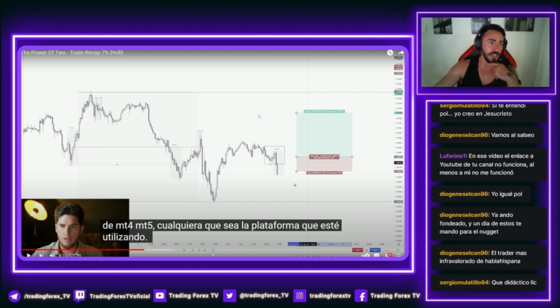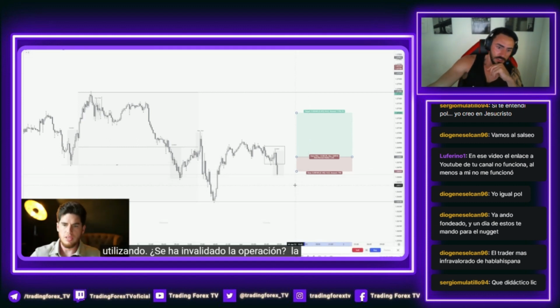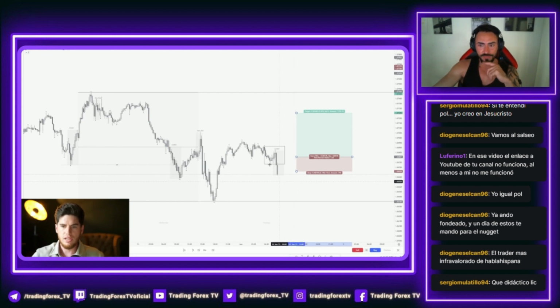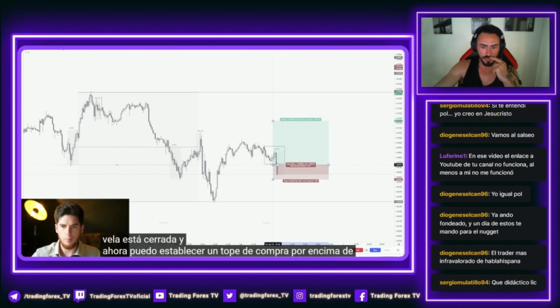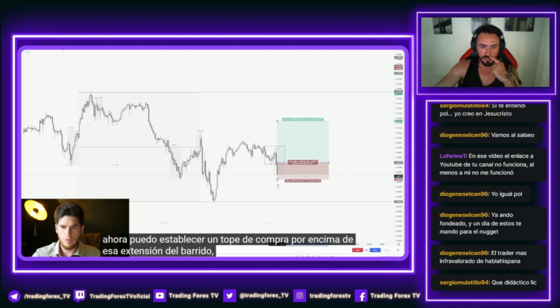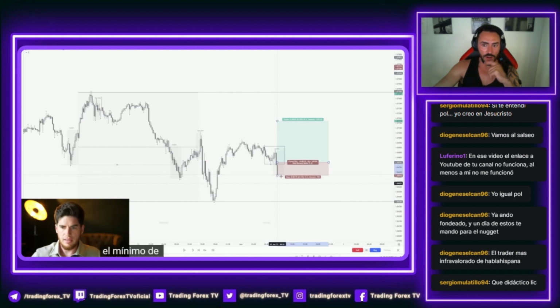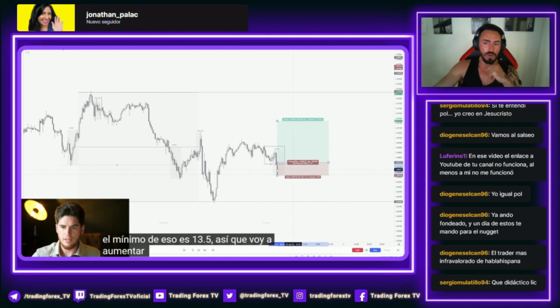Has the trade now been invalidated? No, it's just extended the sweep. So we're still inside kill zone, and price has created a lower low in this case. So now, once that candle is closed, which it has, I can now set a buy stop above that extension of the sweep. The low of that is 13.5, so I'm going to increase that to 14.